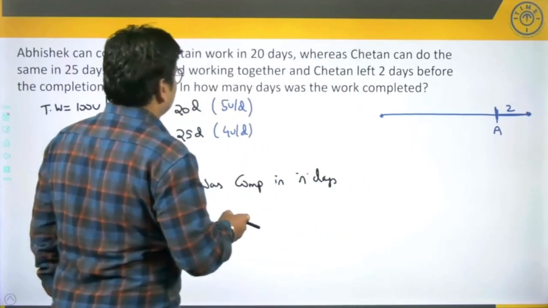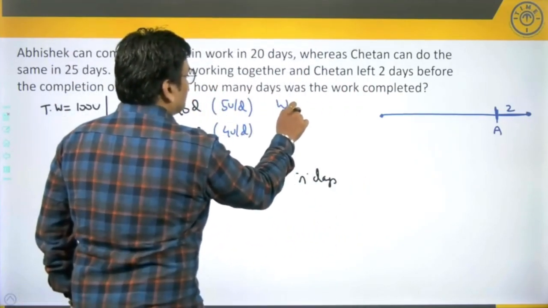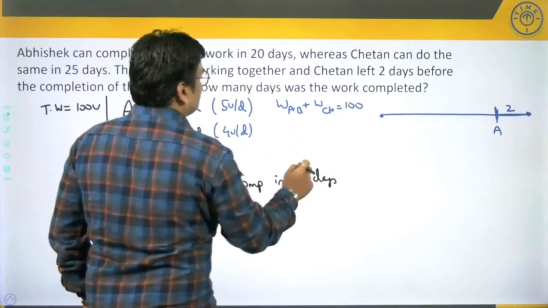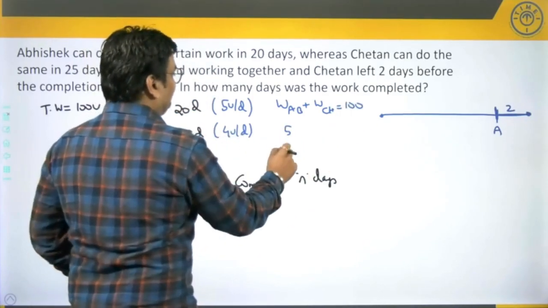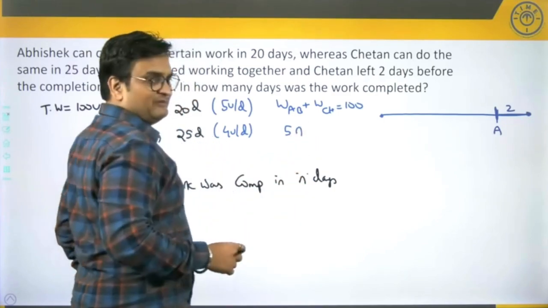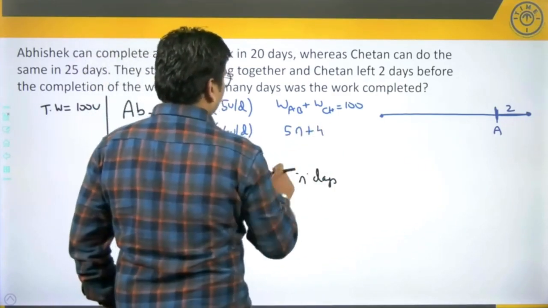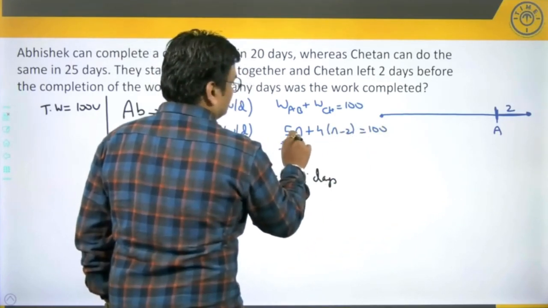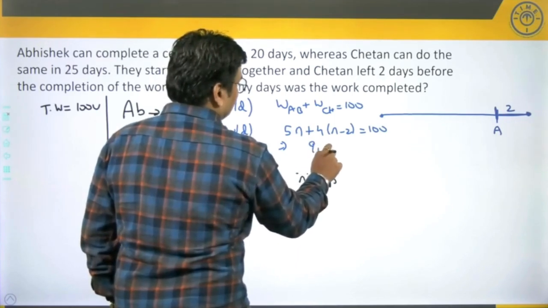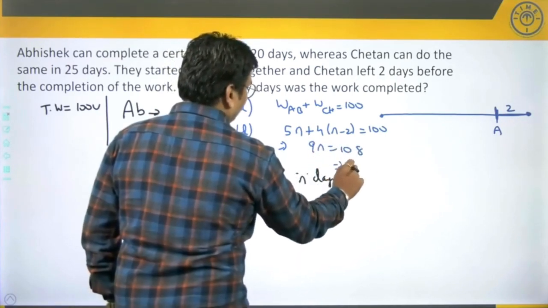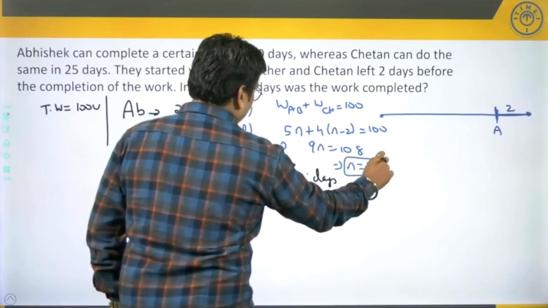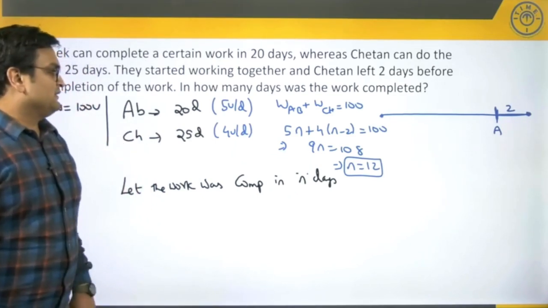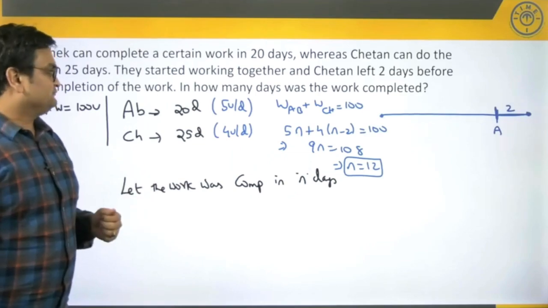Can we say this? So can I say the work done by Abhishek plus work done by Chetan will be 100 units. What is the work done by Abhishek? He worked at the rate of 5 units for how many days? N days. What about Chetan? He worked at the rate of 4 units for how many days? N minus 2. This should be equal to 100. So 4n plus 5n, which is 9n, will be 108, and hence the value of n will be 12, 108 by 9. So thus the answer is 12 days. I hope we are clear with the question.